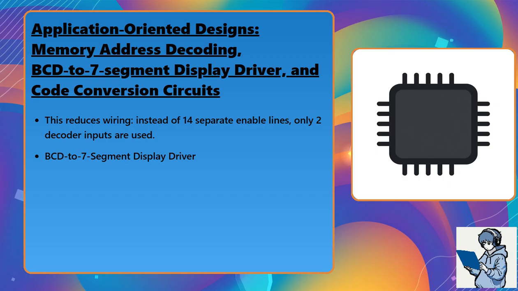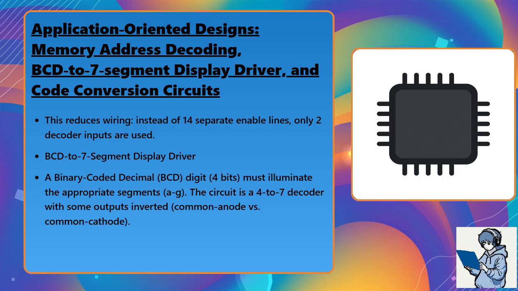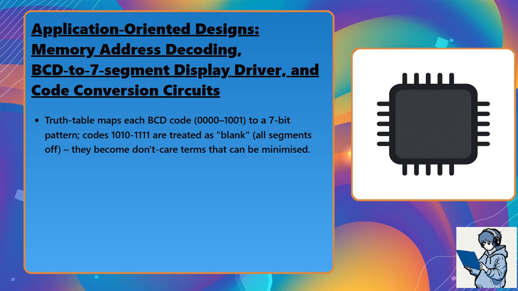BCD to 7 segment display driver. A binary-coded decimal digit, 4 bits, must illuminate the appropriate segments A to G. The circuit is a 4 to 7 decoder with some outputs inverted. Common anode versus common cathode. Truth table maps each BCD code 0000 to 1001 to a 7-bit pattern.